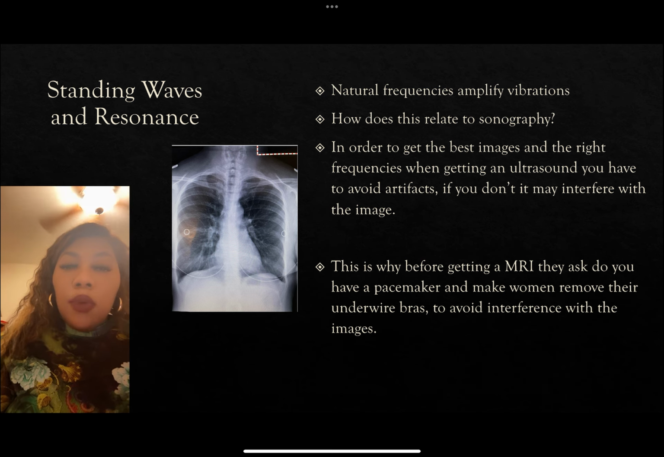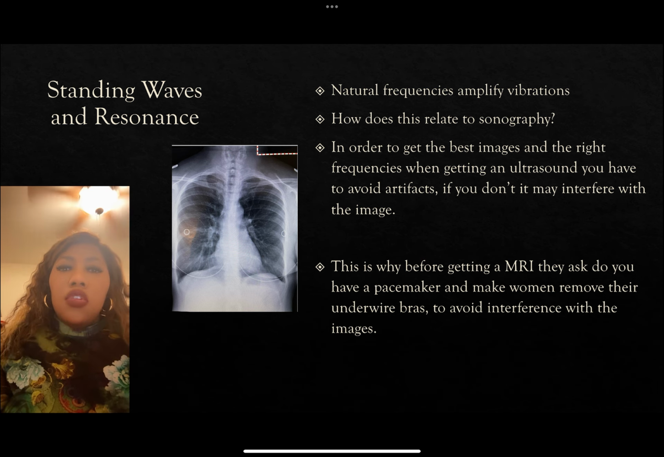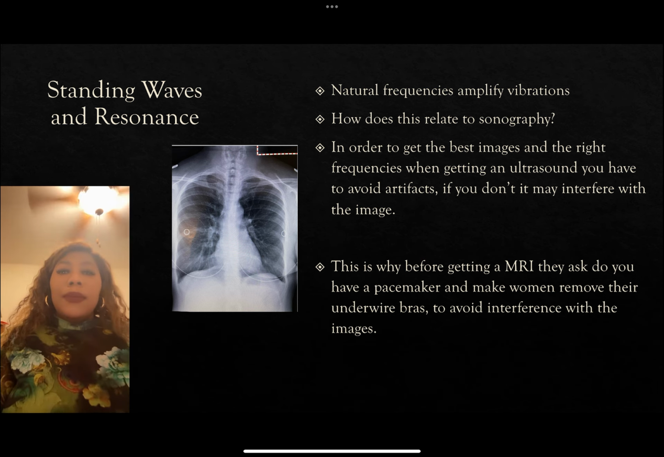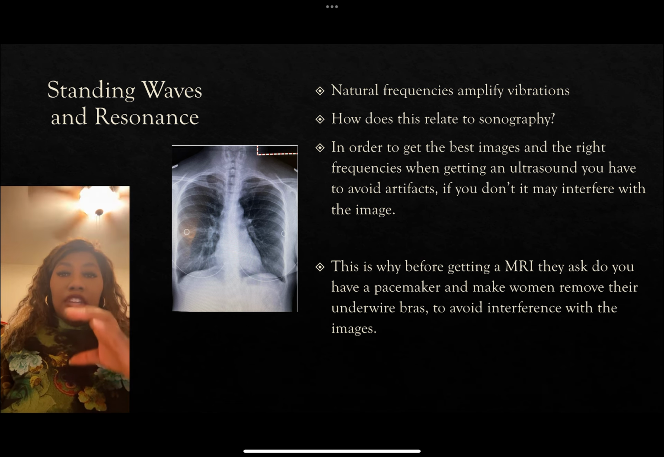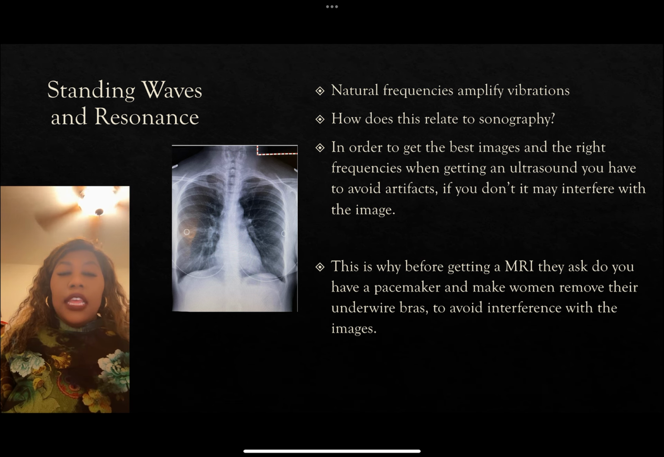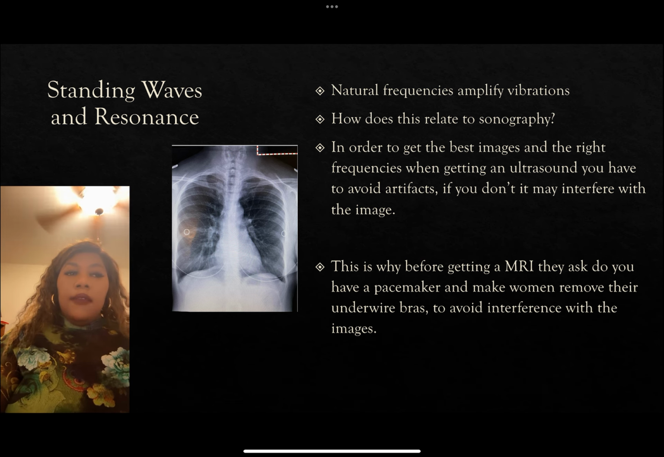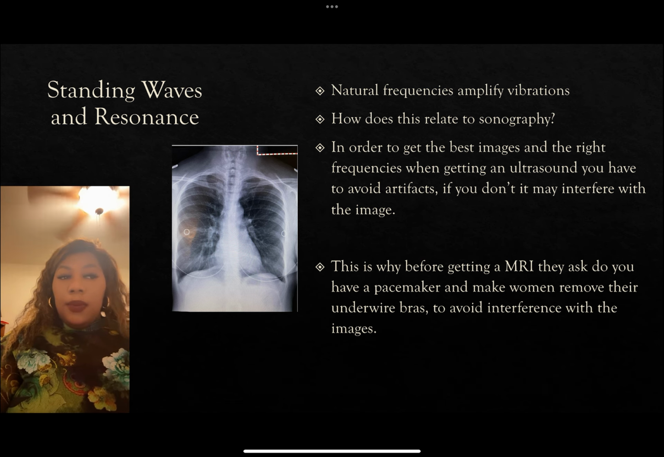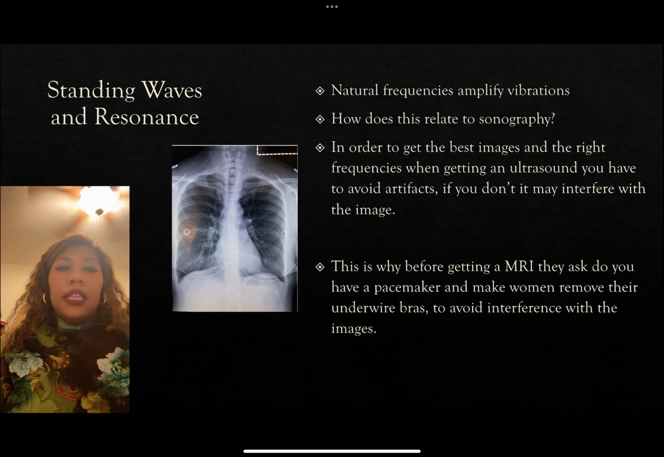Why is this important? Because in order to give someone the proper diagnosis, you need to be able to see everything. You need to make sure that the image is clear and that you're able to see what's going on, especially if that's the area of the body that they are going to be looking at. So this is why before getting an MRI, they ask, do you have a pacemaker? And they ask women to remove their underwire bras to avoid interference with these images.